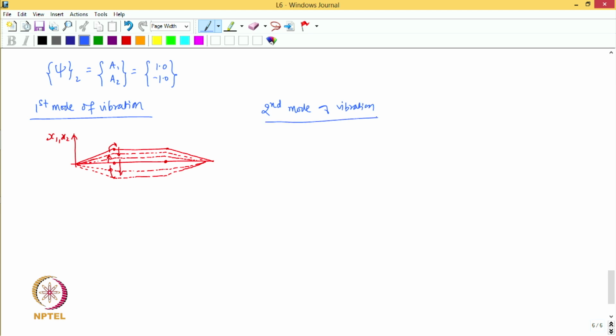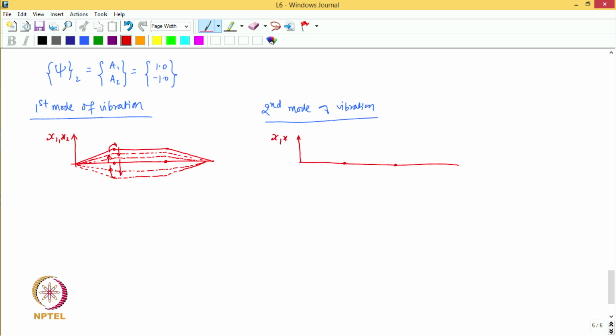the two masses are no longer in phase, right. In the first mode you can see both masses are in phase. If one has a positive displacement, the other also has positive displacement. If the first mass has negative displacement, the other mass also has negative displacement. But in the second mode, as the mode shape indicates, the two masses do not have in-phase motion.